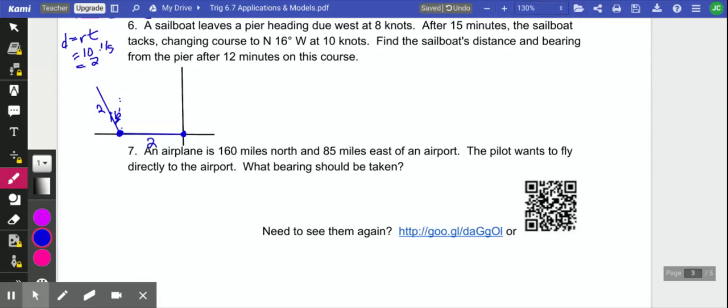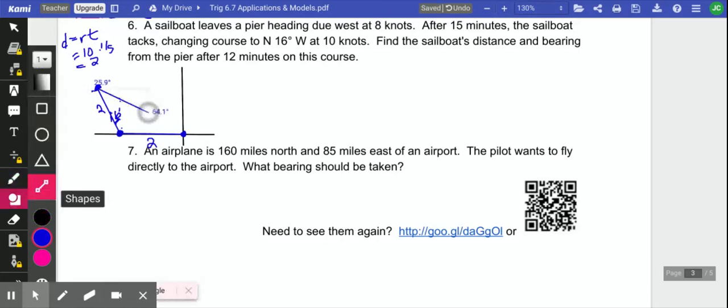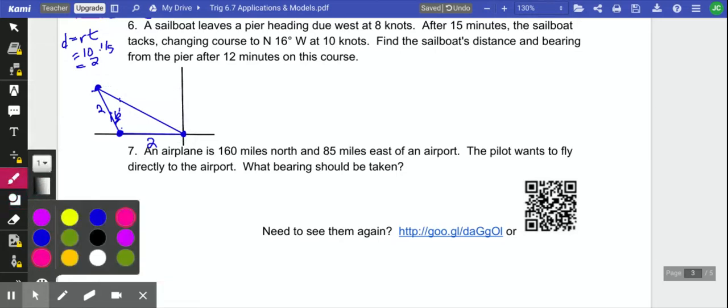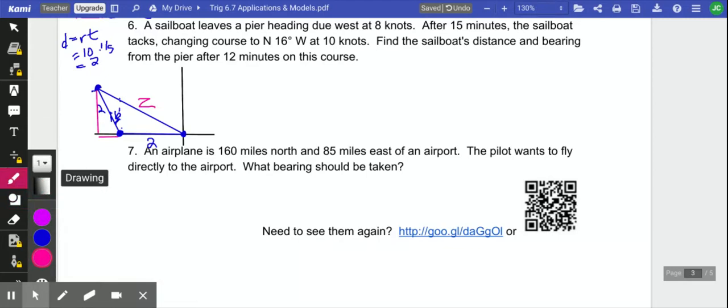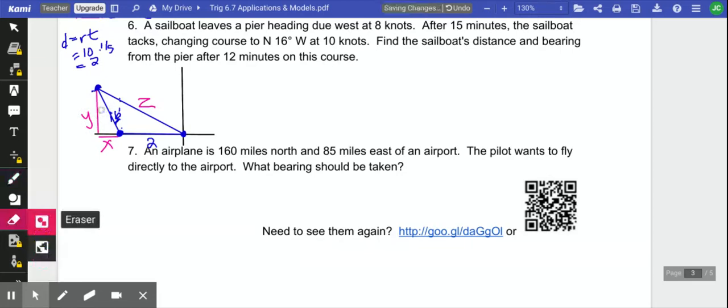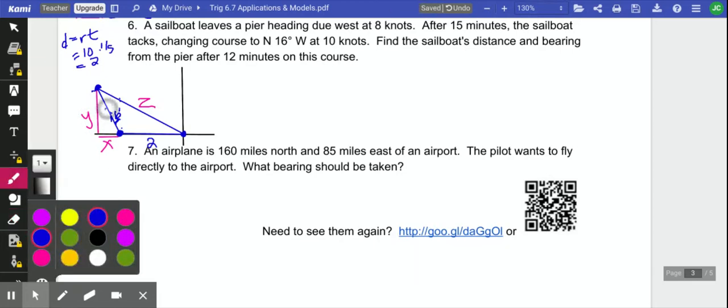And we want to find from this point the sailboat's distance and bearing from the pier. So we're trying to find this. I'm going to call that Z again. And in order to find the rest of that, we need some right triangles. So we'll drop this side down and this side over. Just pretend it's on the line. And I'm going to call this X and Y. So, remember that was 2. Okay, so we're going to find X and Y, and then we'll use that to find Z.